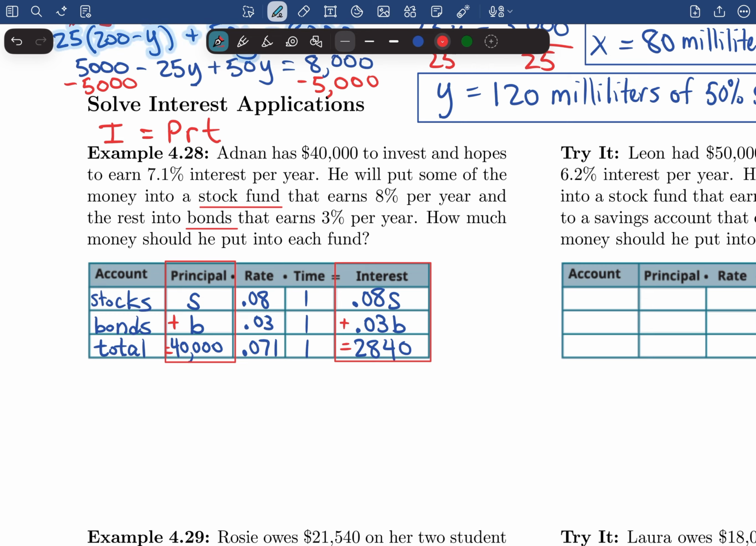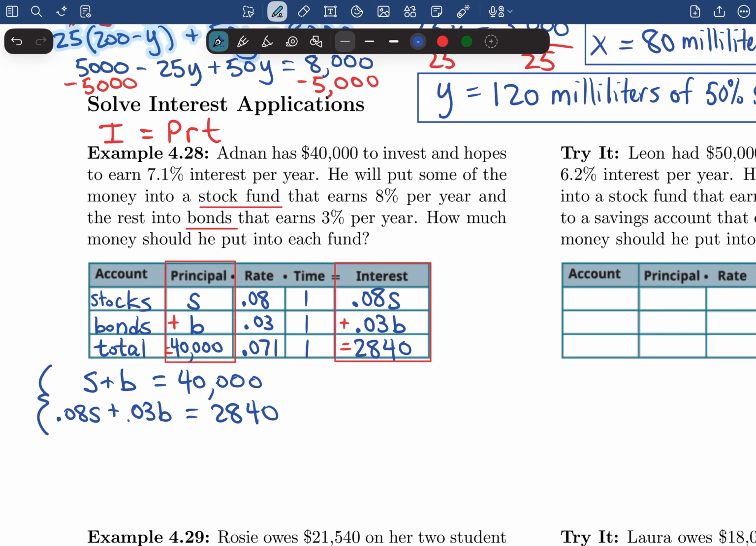Okay, that's the good thing about organizing this information into a table, it helps you see very easily how you could create your system. So I have S plus B equals 40,000. That's my first equation of my system. And then 0.08 times S plus 0.03 times B equals 2,840. That's my second equation.